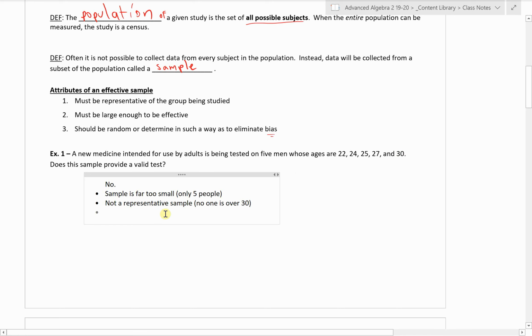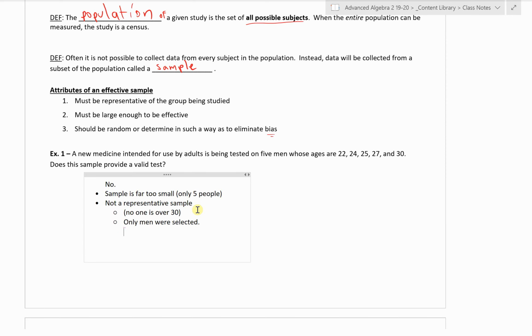Also, this one's a little bit subtler, a little easier to miss. It only says men were selected in this sample, right? Approximately half of adults are females. So if we only pick men, we are not getting a representative sample in that way as well. So let's make this 2 separate points here. No one is over 30. Also, only men were selected. So multiple reasons why this is not a very good sample.